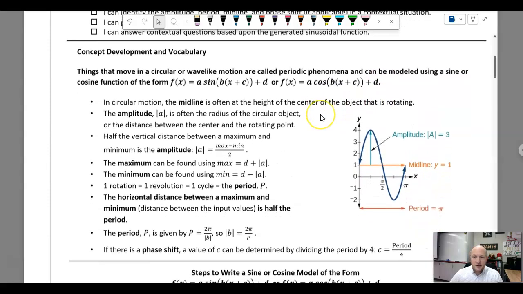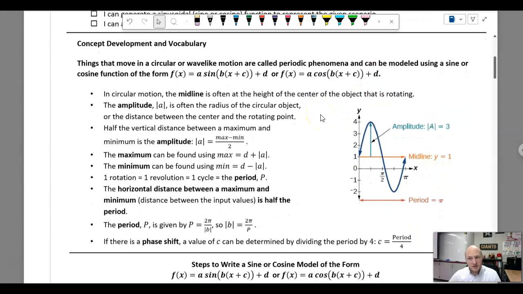So, FRQ 3 is going to give you a context, and it will be a situation about something that will move in a circle or a wave-like motion. This is what we call periodic phenomena, and it can be modeled with a sine or a cosine function of the form f(x) = a times sine or cosine of b(x + c) + d. Something important to remember is that in circular motion, something that's going around, the midline is often the height of the center of the object that is rotating.